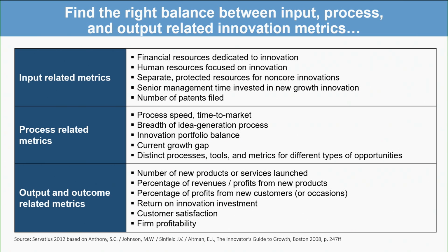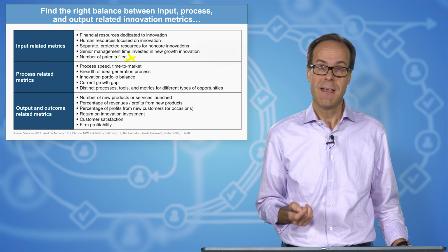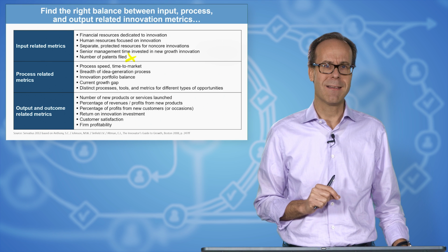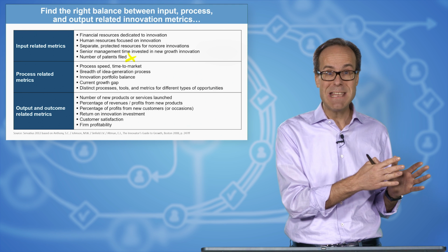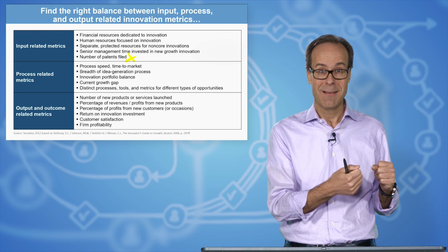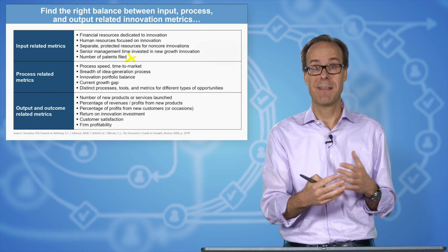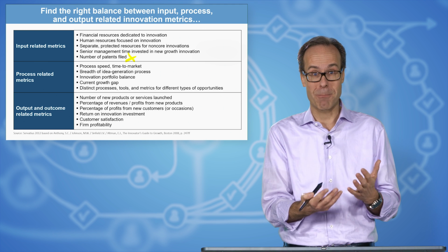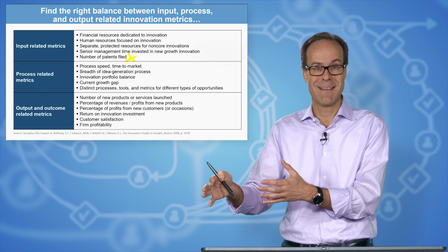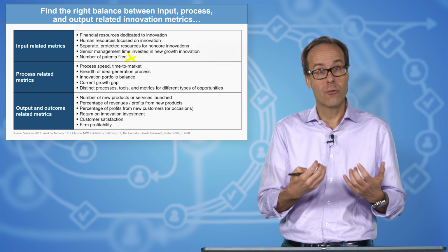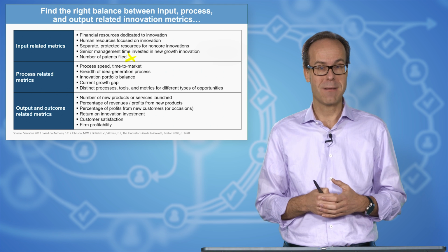How much is the senior management investing in new growth? What's the number of patents filed? Well, this one we also could say perhaps it's an output, the number of patents. But if you remember, at the very beginning, one of the definitions of innovation, we said R&D is really to turn money into knowledge. And that's what a patent represents. It's protected knowledge. And then innovation is to turn knowledge into money. And so patent knowledge can be seen as an input to the innovation process.